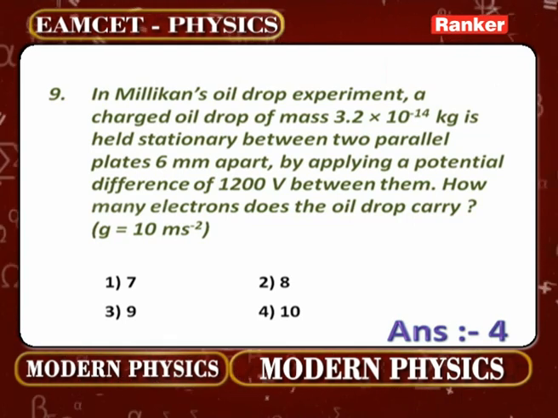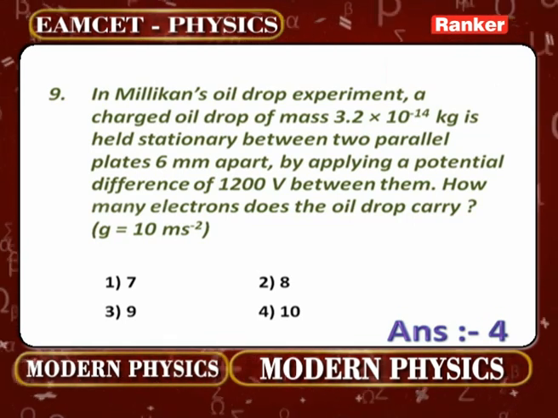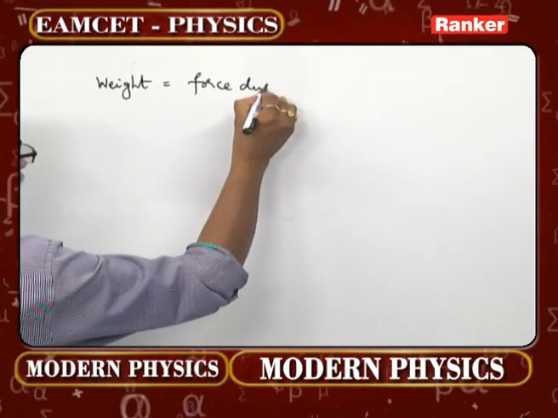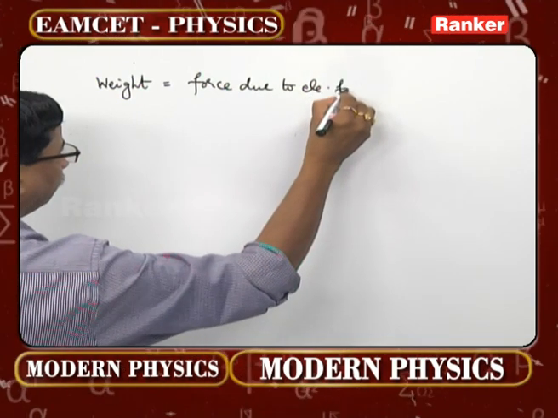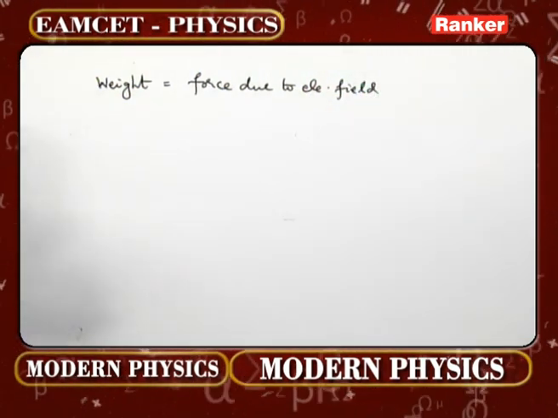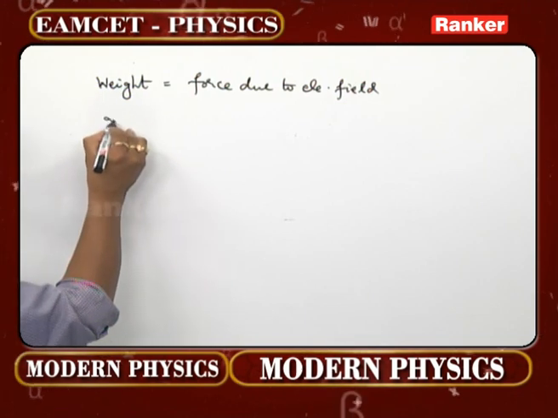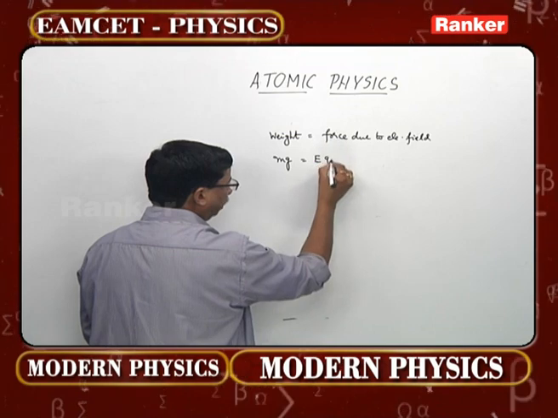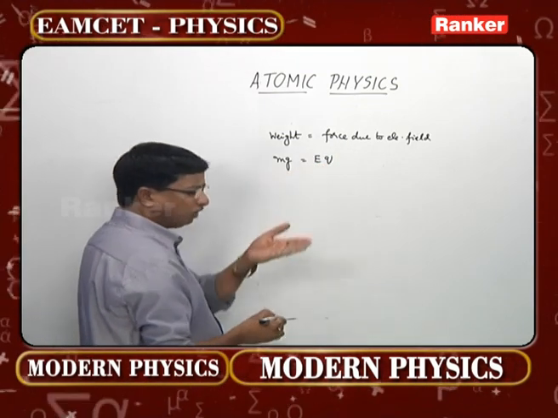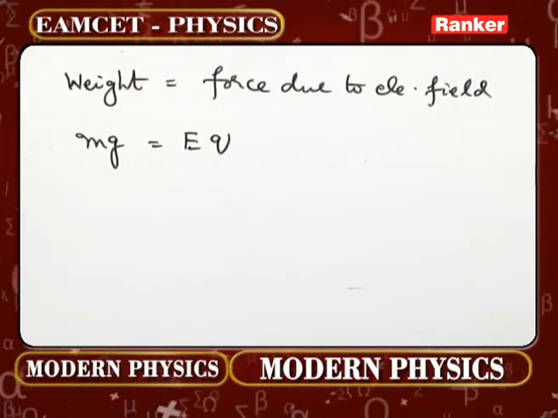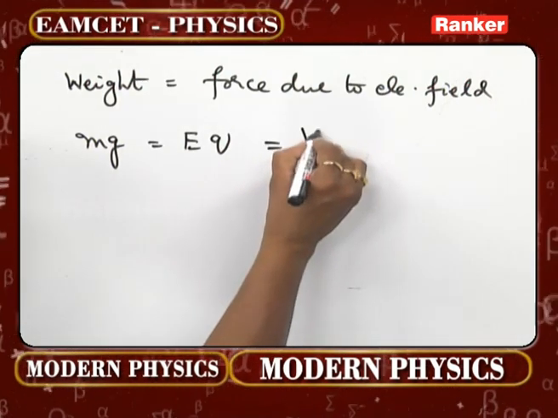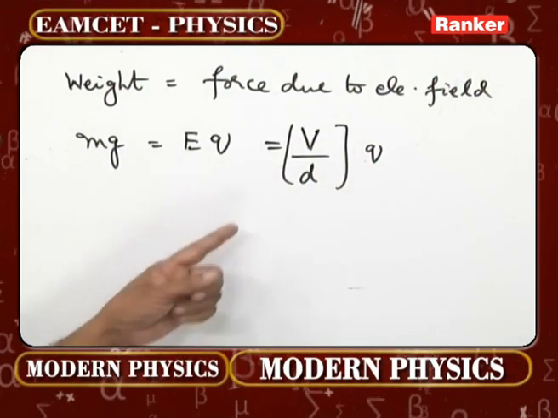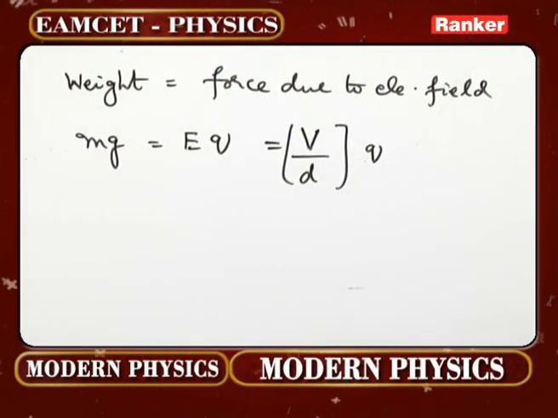The simple concept over here is that the weight of the oil drop must be compensated by the force due to the electric field. That is actually the formula one has to remember. What is weight in general? mg. What is force due to electric field? E times q. But of course E has not been mentioned there. You can definitely understand E can be written as V by d, into q. V for potential difference, d for the distance of separation between the parallel plates.